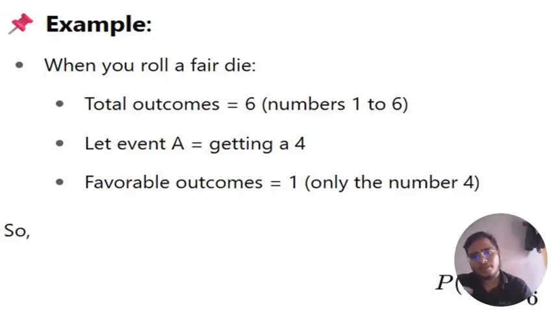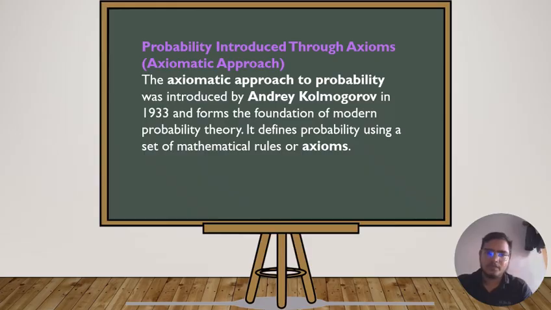Example: when you throw a die, total outcomes is equal to 6: 1, 2, 3, 4, 5, 6. Let the event be getting a 4. The possible outcome is only 1, since if we throw a die one time we get only one number. So the probability of A is equal to the number of favorable outcomes, 1, by the total number of outcomes, 6. So the answer is 1 by 6.